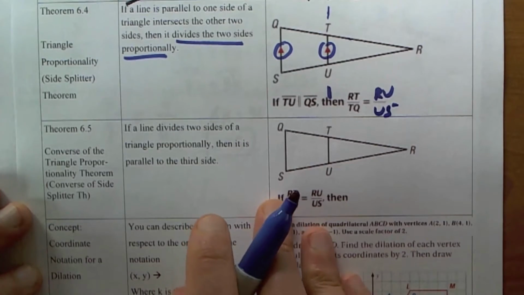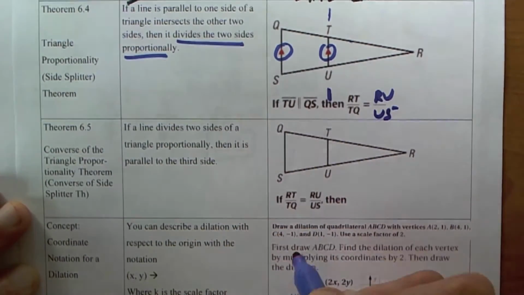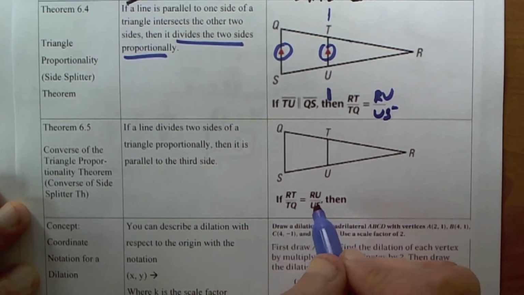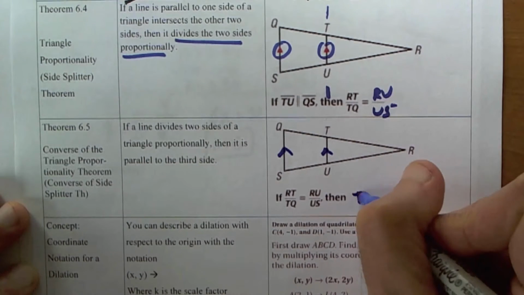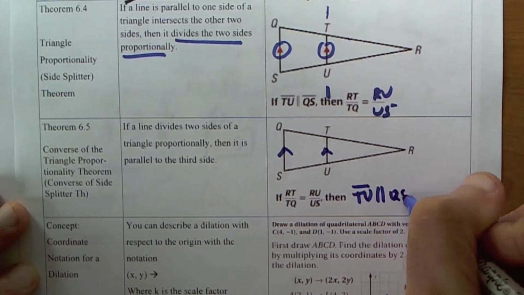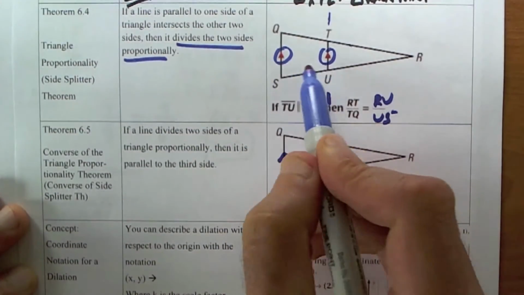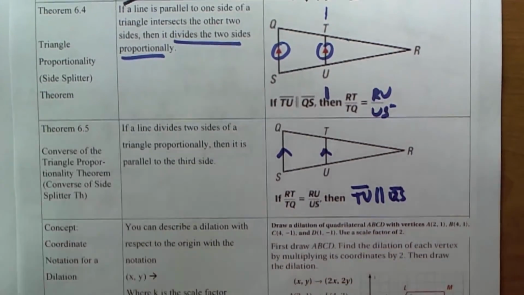Now the converse is also true. So in other words, if RT to TU is the same ratio as RU to US, then I know that TU is parallel to QS. Okay, so if they're parallel, then the side splitter holds. If the side splitter holds, then they're parallel. And that's all we really need here.